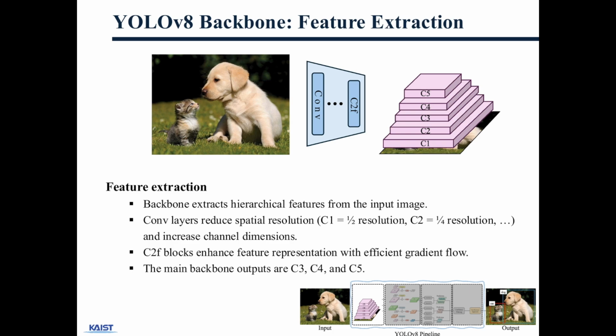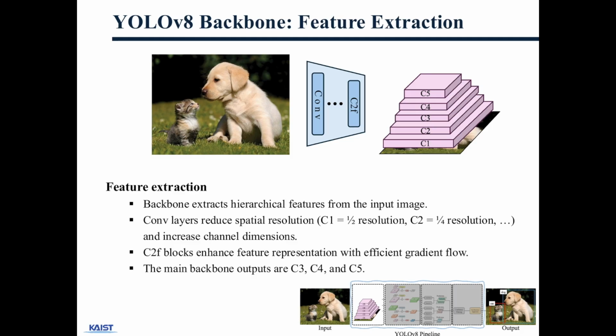The main outputs of the backbone are C3, C4, and C5. These are feature maps at different scales. C3 has relatively higher spatial resolution and is useful for smaller objects. C5 has lower spatial resolution but stronger semantic information, which is useful for larger or more abstract objects.